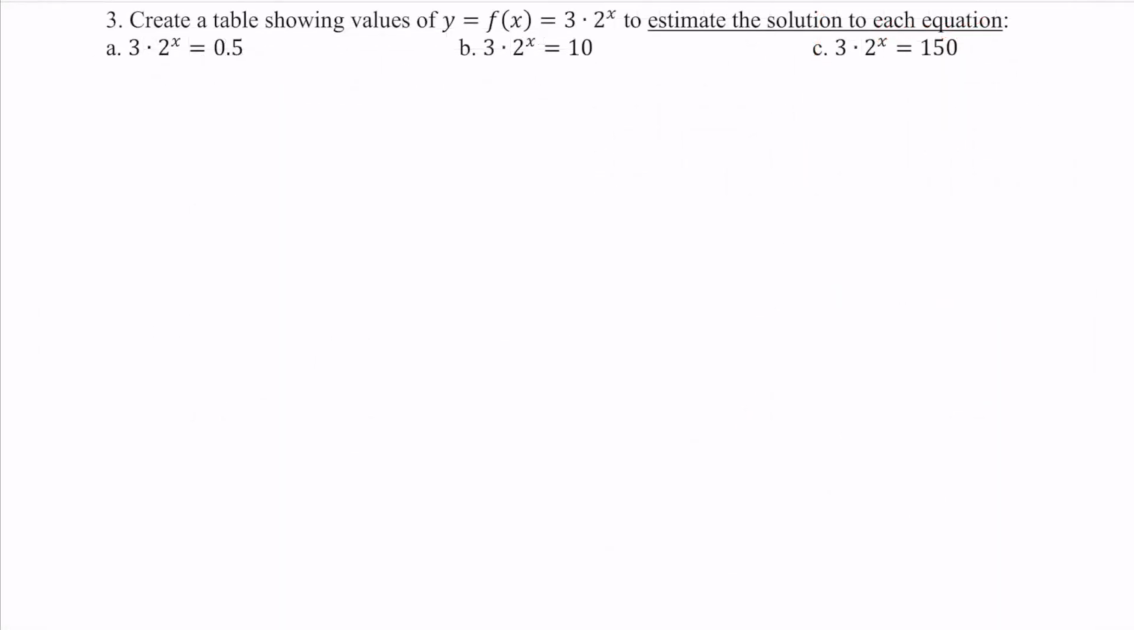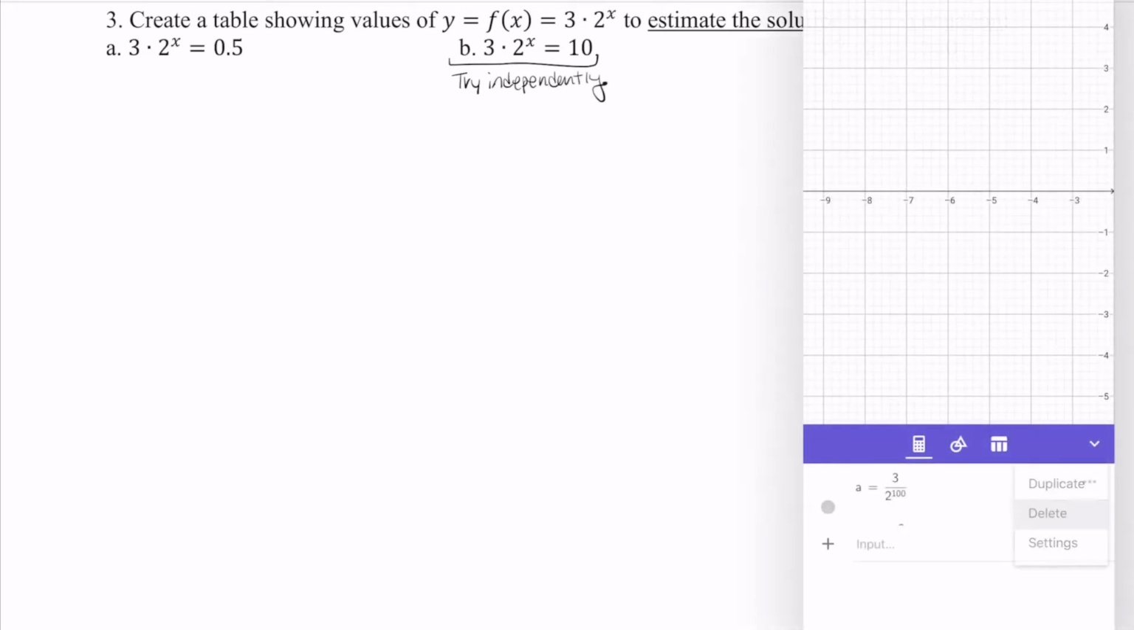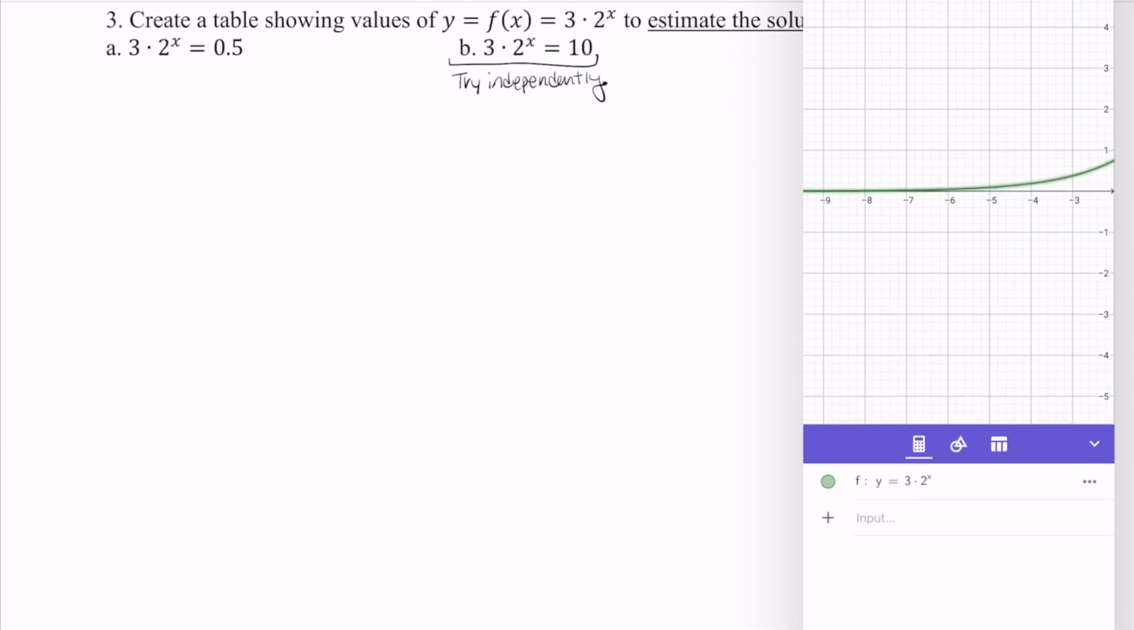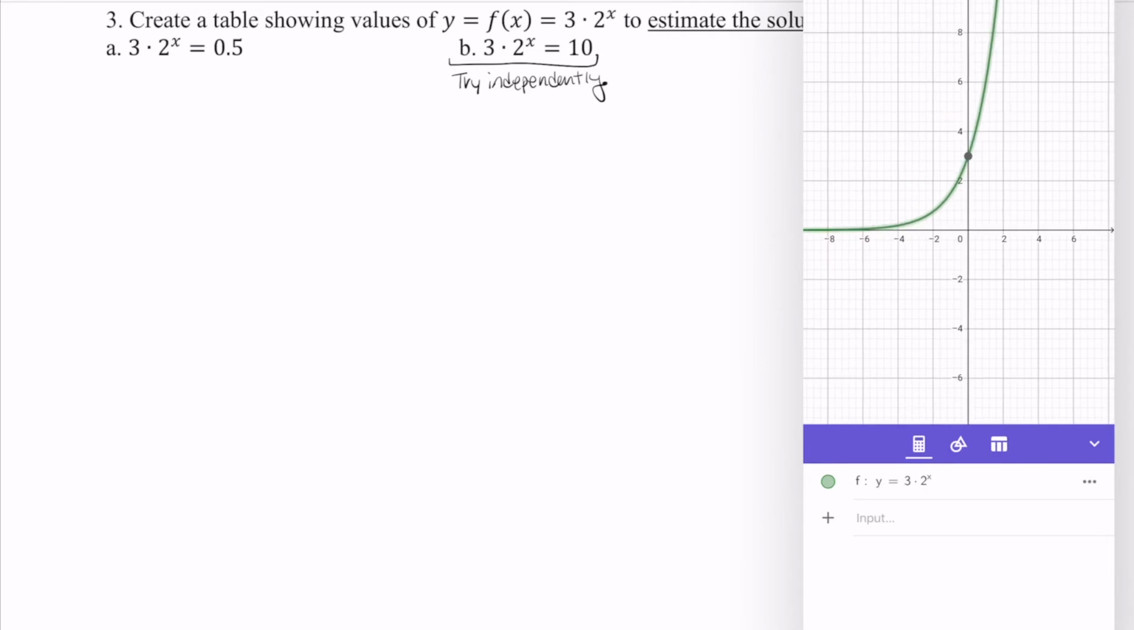Let's create a table of values to show or to estimate the solutions to each of the following. And already off the bat, I'm going to say try this one independently. And in GeoGebra, I'm going to go ahead and type in y equals 3 times 2 to the x power. And I have a nice little graph that I am rearranging. There it is. And my table is blank when I touch a table icon. So let's go back to the calculator and touch those 3 dots next to y equals 3 times 2 to the x power. Table of values.